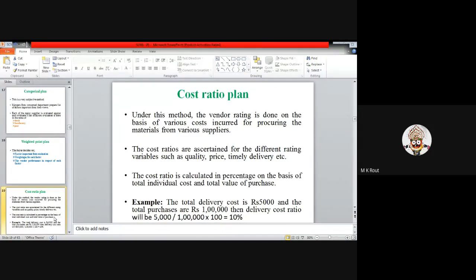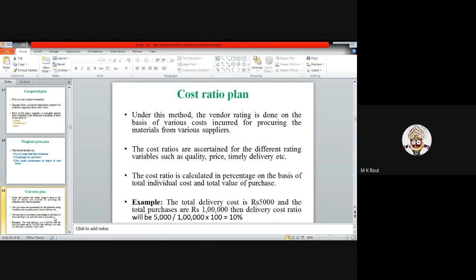So under this method, the vendor rating is done on the basis of various costs incurred for procuring material from various suppliers. It directly indicates the various costs involved in the purchase of material from various suppliers. Point number two, the cost ratios are ascertained for different rating variables such as quality, price, time, delivery, etc. And the third point, the cost ratio is calculated as a percentage on the basis of total individual cost and total value of purchase. Here is a typical example.